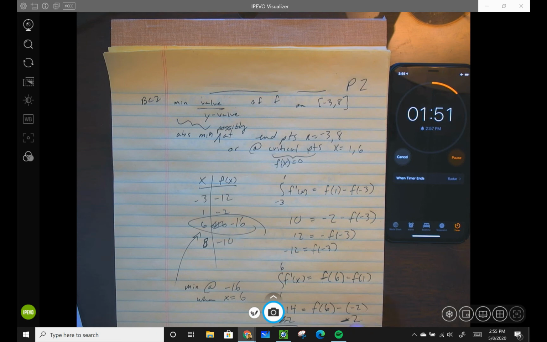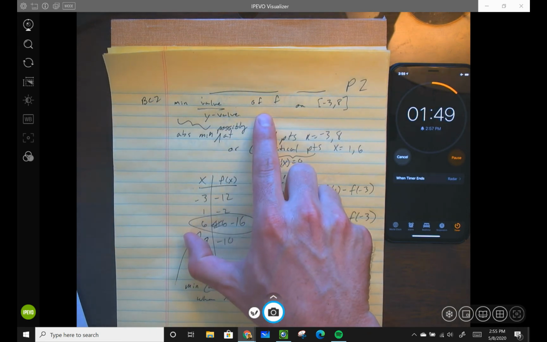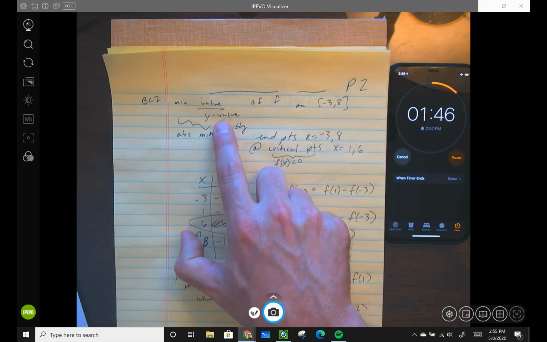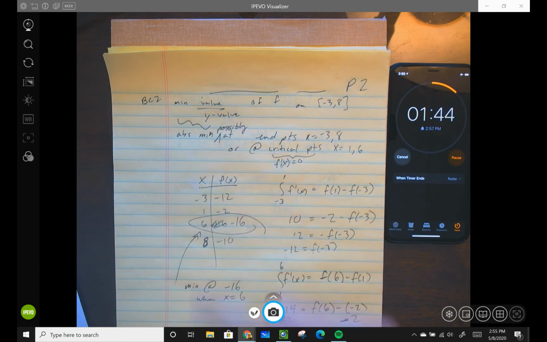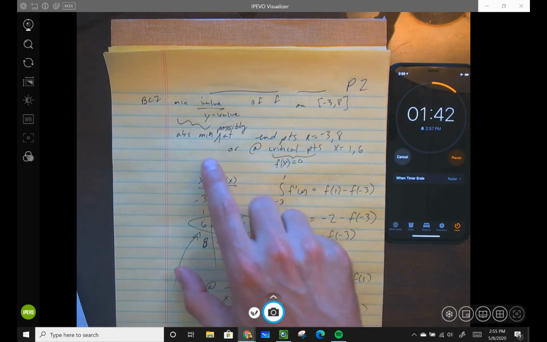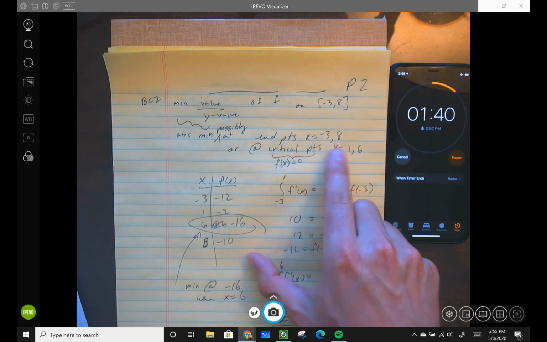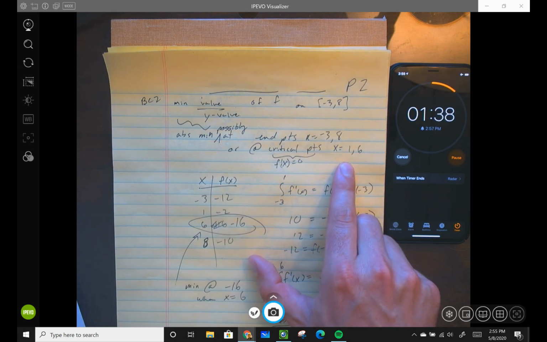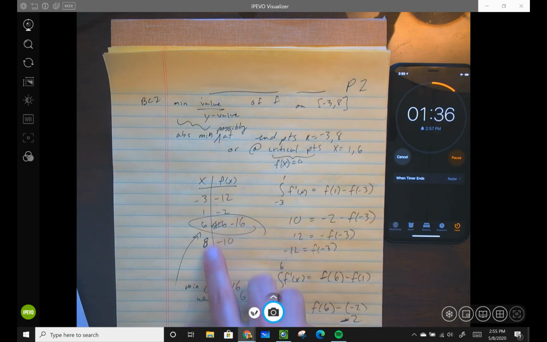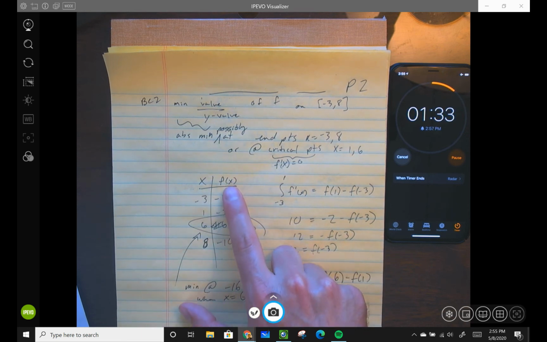Number 2, find the minimum value of f. Minimum, that's a y value. When you talk about the value of a function, you're talking about the outputs. And so you're talking about absolute minimum, and those can happen at the endpoints or critical points. Good thing we already found them from part 1. So we have our endpoints and critical points, and our original function.